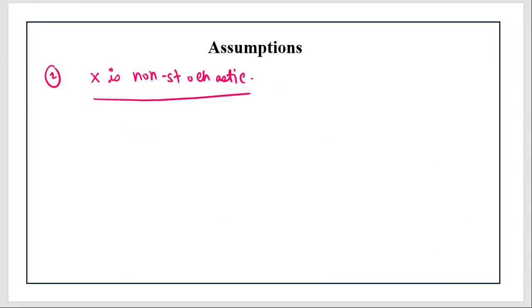Non-stochastic means it does not have any probability distribution. Now, if this is the case, what will be the value of the expectation of y curl? Remember that y curl is what? Y curl is X beta curl plus u curl. This was the representation. Now you want to find out what will be the expected value of this y curl. So what will this be?